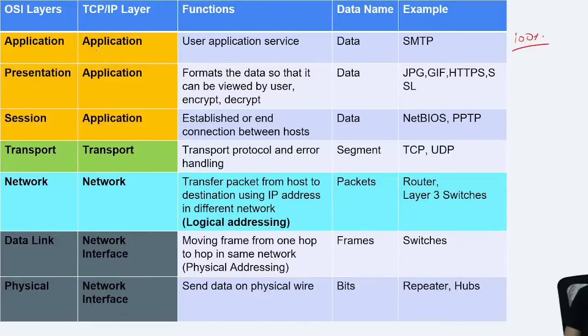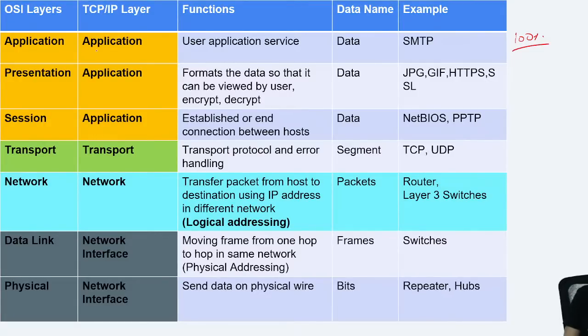Now what are the main functionalities in the application layer? You can see it is working with the user application. The data unit name is data. Example of a protocol: SMTP. The presentation layer mainly focuses on the formatting of the data, encryption, and decryption. This is the main work of the presentation layer, right? So the presentation layer's name is data again. JPG, GIF, HTTPS, SSL, these all are examples of the presentation layer.